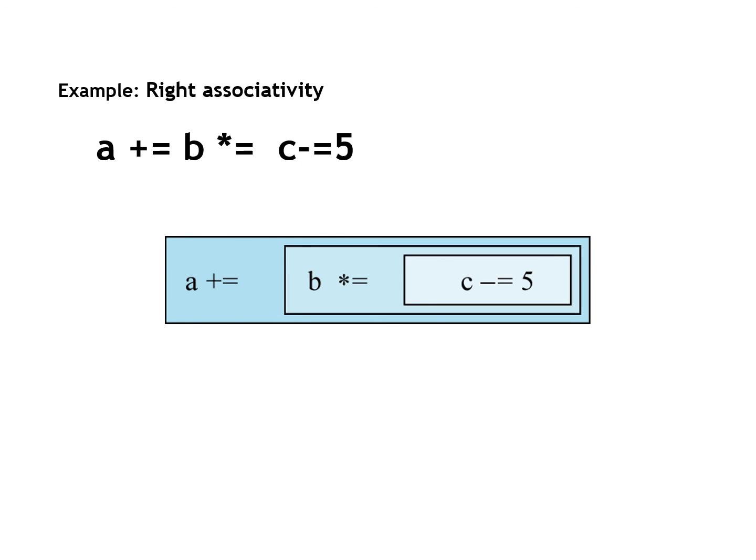Next, a plus equal to b times equal to c minus equal to 5. For this, why do you need to use right associativity? Because if you use a plus equal to b, you need to have a equal to a plus b. However, you don't have the value of b yet, because b is equal to b times c. And c you also don't have yet, so c is equal to c minus 5. So what you need to do is solve this first. After you get c, you go to b. After you go to b, then you go to a. Then you will solve it. This is what we call right associativity.